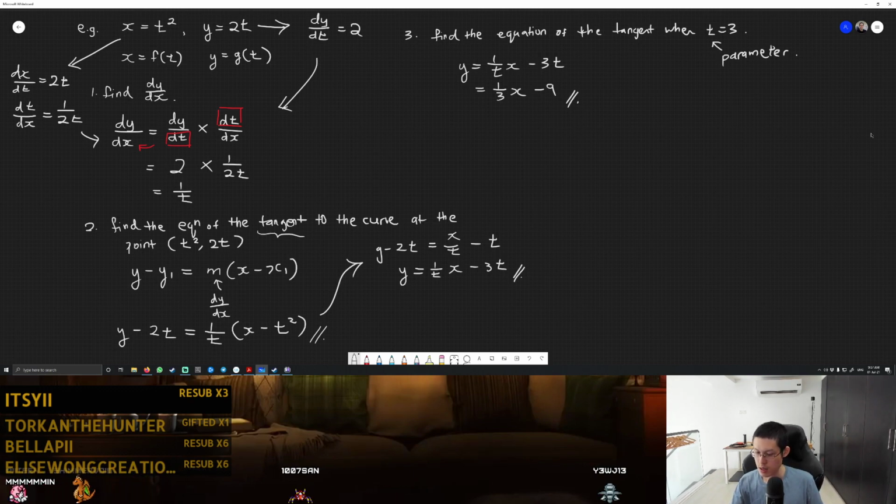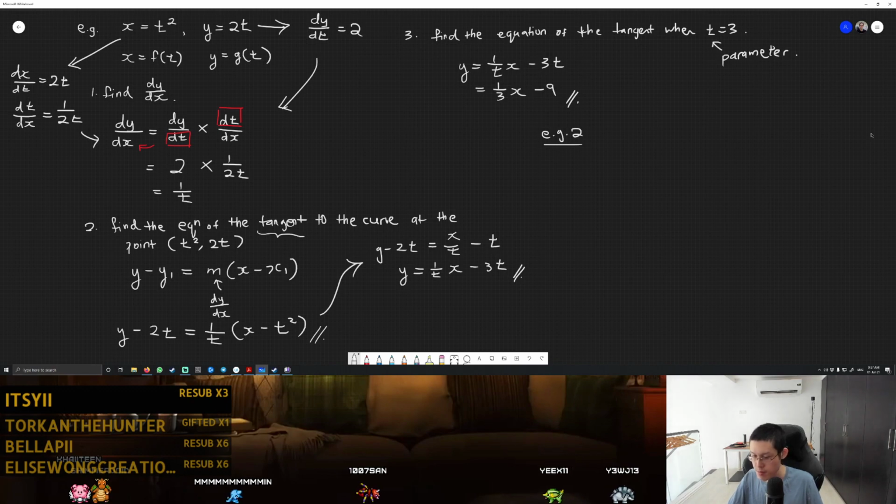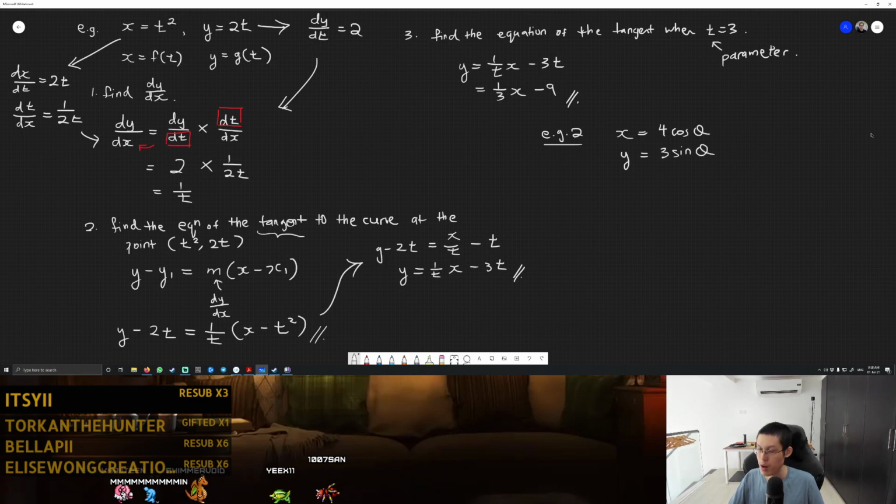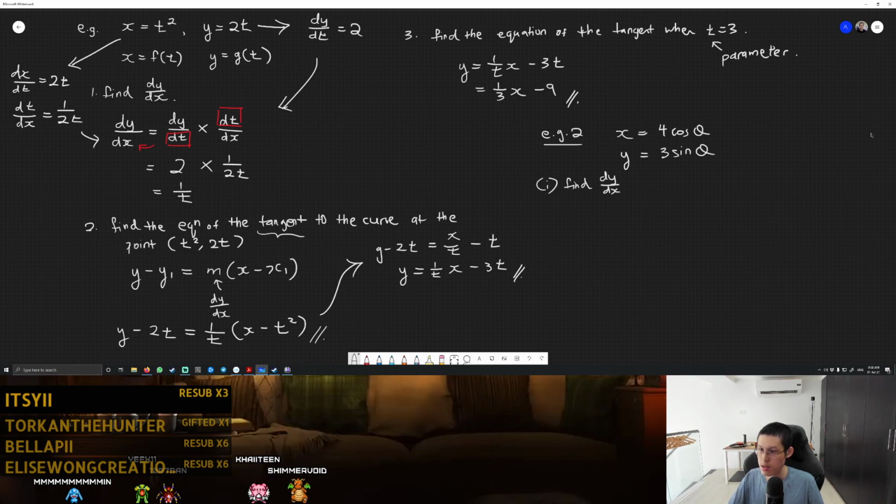Alright, so let's do another example. Example 2. Let's say now you are given x is equals to 4 cos theta and y is equals to 3 sine theta. So now your parameter is theta. So for the first part, they say find dy dx in terms of theta.